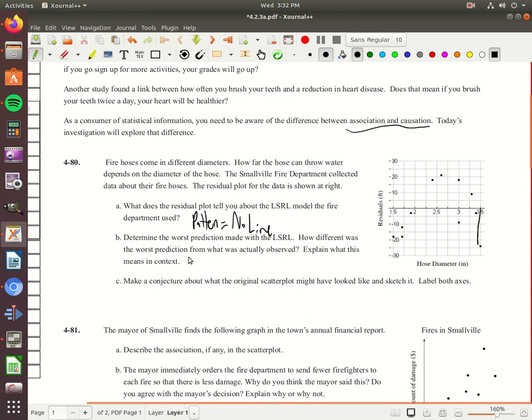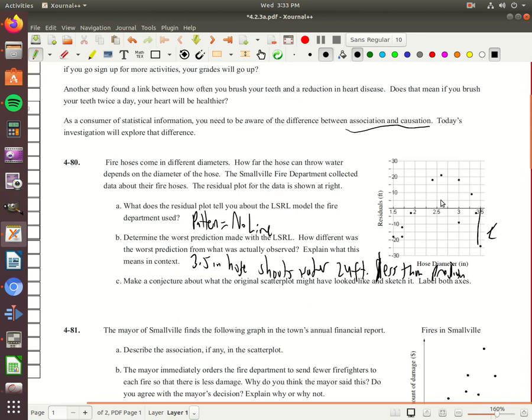Well, it looks like the 3.5 inch hose shoots water 24 feet shorter than we predict. Less than prediction. Well, if you think about that, if you're trying to put my house out, I would probably prefer that the water hose reach the fire. So this is a big problem.